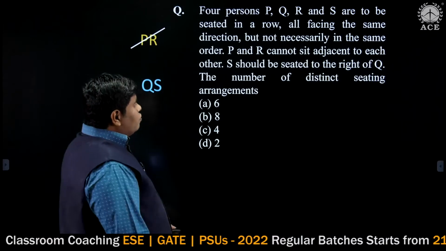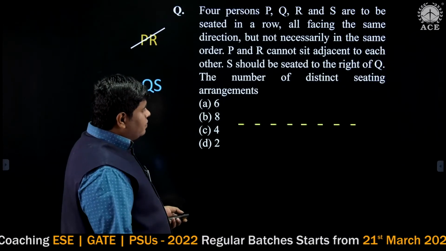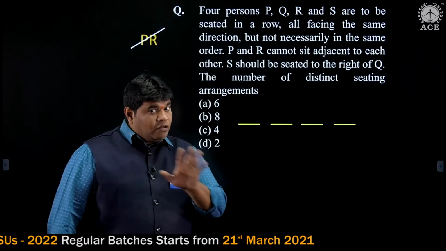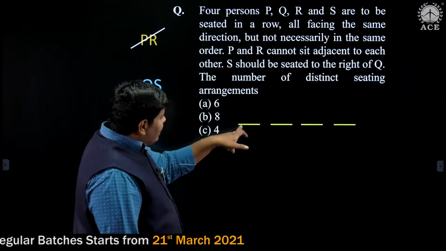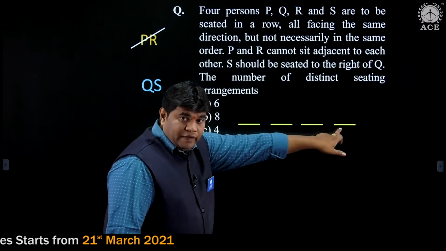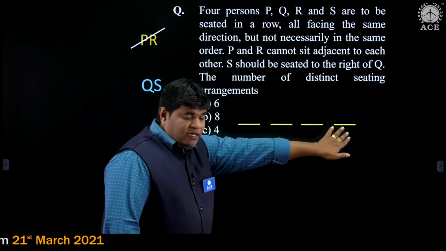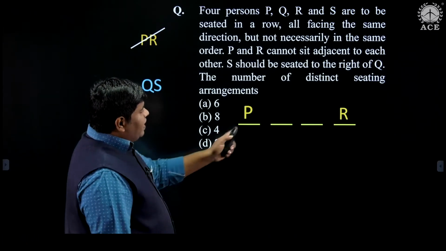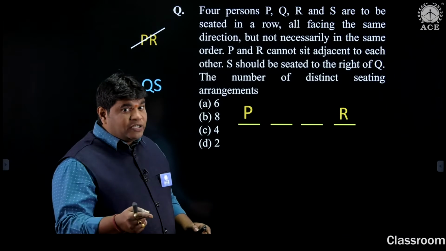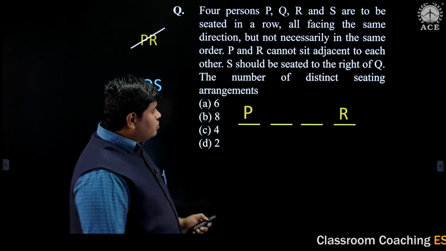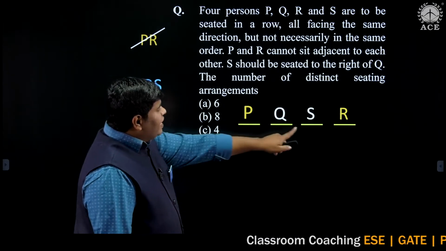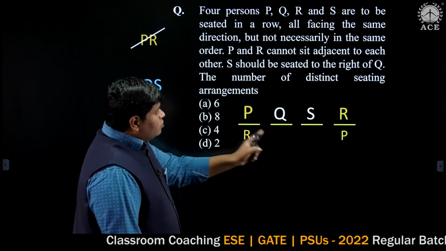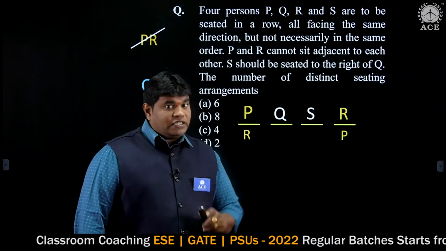Now total 4 members, right? P and R sitting side by side is wrong. That's why first of all I took P here, R here. Otherwise R here or P there, your wish. Now first P and R, so Q and S. Q's right side is S. So if P and R are interchanged, Q and S are fixed. So total how many chances? We are getting 2 chances.